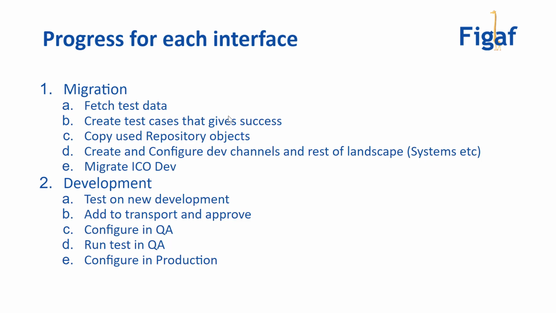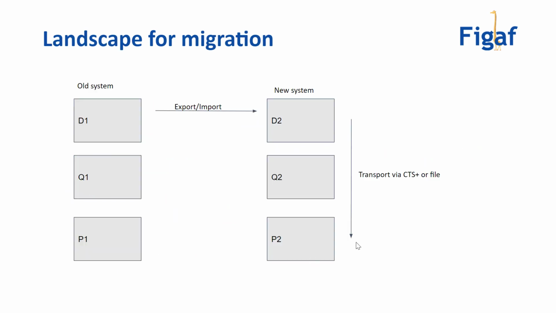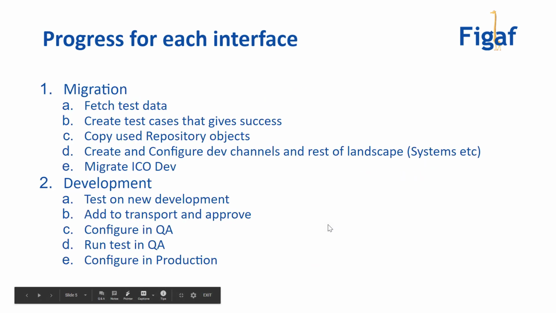So we have two kinds of processes in a migration. One is that we need to select that it's a migration. We want to migrate the stuff from the old system to the new one, and then we want to do the development that is transporting in the new landscape. So this is the transporting part.